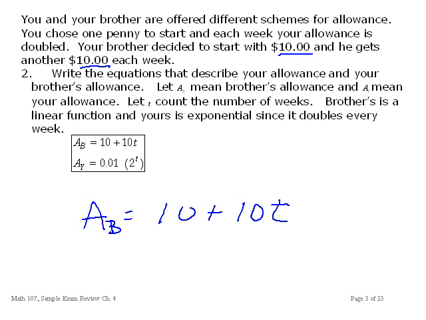Now in your case, you choose 1 penny to start, and every week your allowance is doubled. This is your exponent. Remember this kind of wording. It's doubled. It's not multiplied by 2, it's doubled. It might say tripled here. We'll go through that in a minute.